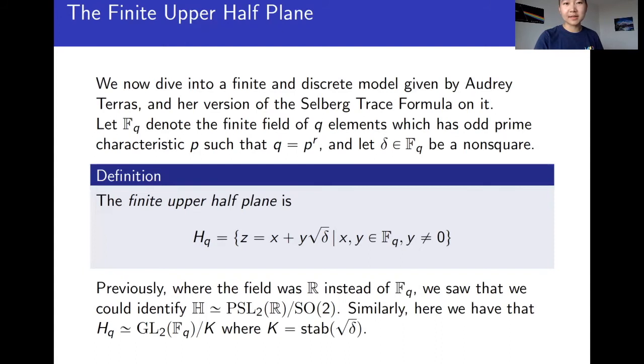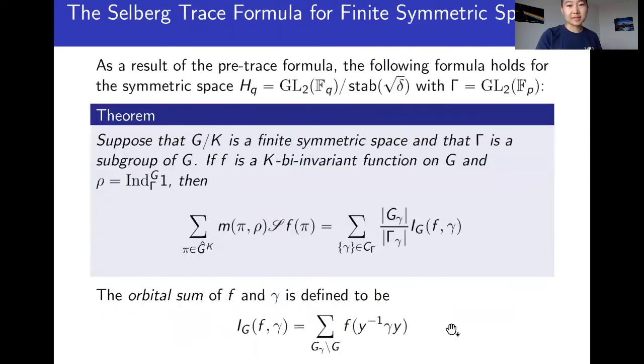So on this space, we end up with a new trace formula. And this formula comes mainly from representation theory. As Mackie introduced before, there was the pre-trace formula. We play around with it. We have the extra condition that HQ is actually a symmetric space. And this allows us to simplify the left-hand side here a little bit.